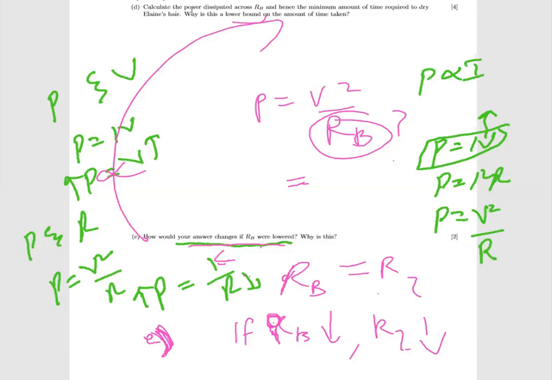Okay, so we only calculate the power, and we also need to calculate the time? No, I'm not talking about that. They said, how will your answer change if you decrease the RB value, right? So why were you talking about the parallel component, because we didn't even use the parallel component in part D? I don't know how to explain.